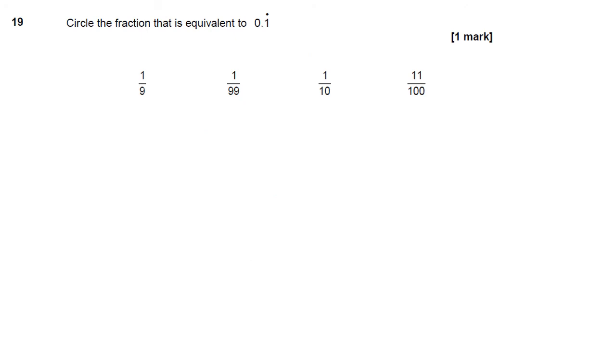Okay. Circle a fraction that is equivalent to 0.1 with a dot on the top, so that's recurring or a repeating decimal. Okay, so 0.111 and so on. Now, again, you might just remember that that's 1 over 9, which is the right answer. But if you didn't remember that, how can you test it?